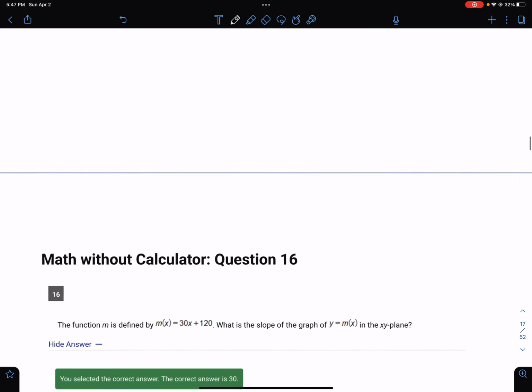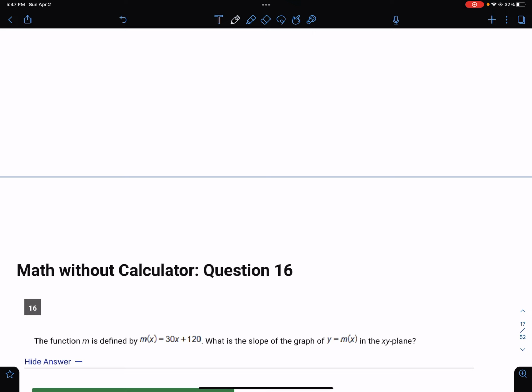What about this next one? This next one is 30x plus 120. What is the slope of the graph? Are they stupid? It's 30. Am I missing something?